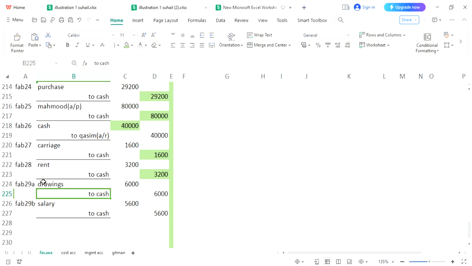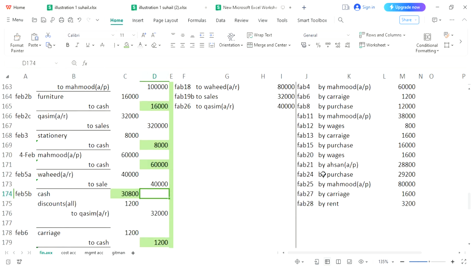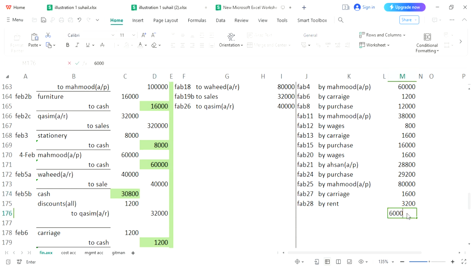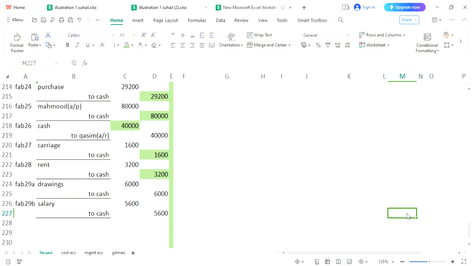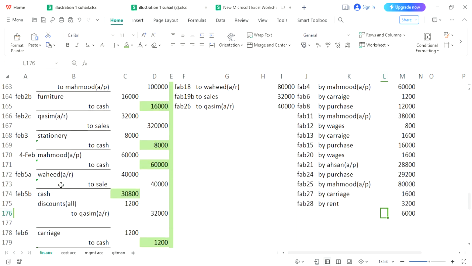Cash is credited 6000. So we will go to the credit side and we'll write 6000 in amount column. Now see what was the reference of this 6000. Cash was credited. What is written on the opposite side? Drawings. So we will use drawings as reference and with an additional word of "by".